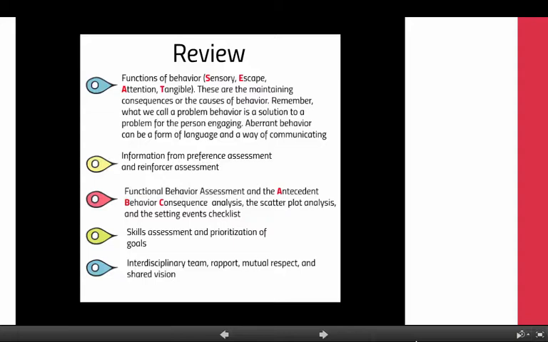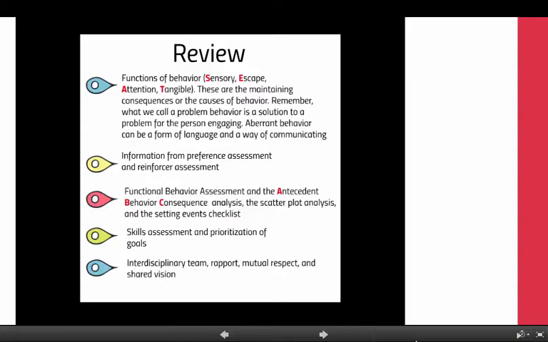These aberrant behaviors can be a form in and of itself of a language. It's a way of communicating. A person can use the behaviors, use the problem behavior, use the aberrant behavior as a way of communicating to you. And that's one of the things I want to make sure you keep in mind at all times. It does serve a function, and many times it's communicative in nature.